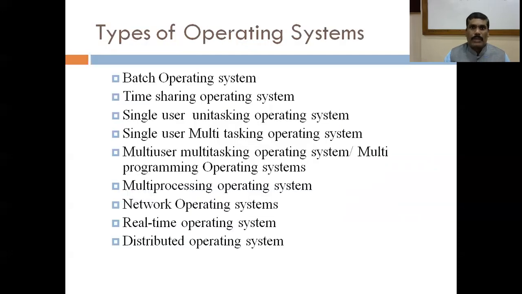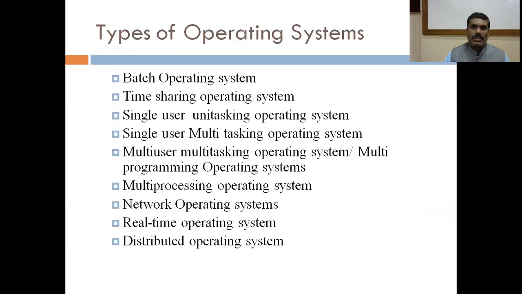There are various types of operating systems. The first one is the batch operating system. This was in the second generation of computers. Then the time sharing operating system came to overcome the disadvantages of the batch operating system. After that, there was the single user uni-tasking operating system, in the beginning of the third generation. A great example is the MS-DOS operating system. Then we find the single user multitasking operating system, where our standalone PCs come in, that is, a single user is there, and you are performing multiple tasks at the same time.